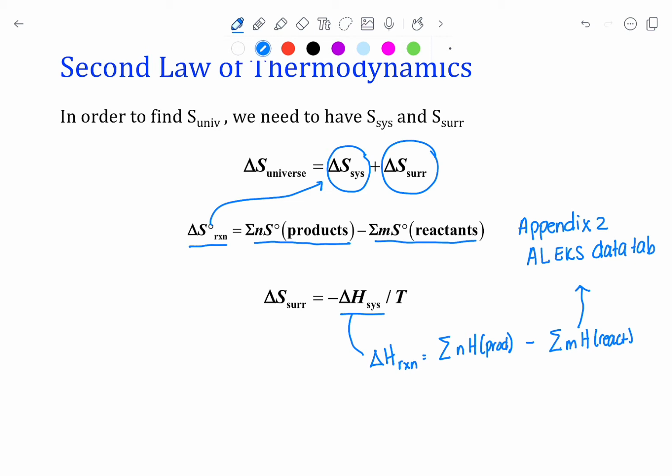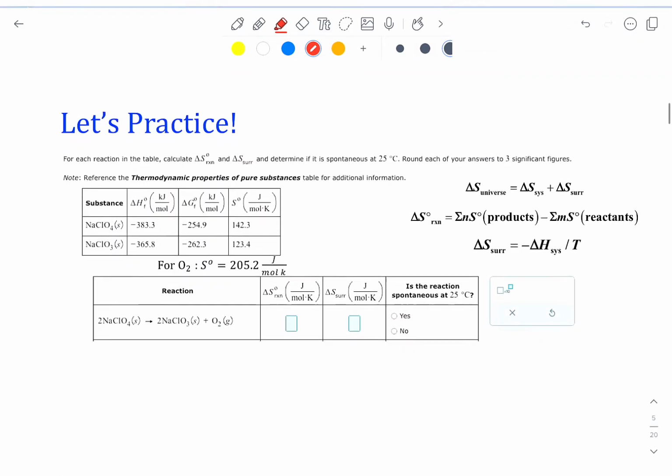So if we're able to calculate delta S of the reaction and delta S of the surroundings, we can put both of those in and solve for delta S of the universe. And that will then be able to tell us if the reaction is spontaneous. So let's practice that.